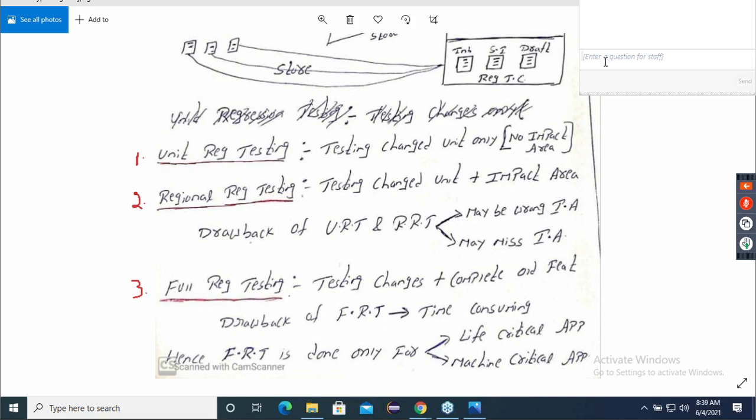Use common sense. You have unit, you have regional, you have full. Out of the 3, which one? Before I even ask the question, you are giving super fast answers. Control yourselves. First understand the question. You are not in an English class where you have to answer very quickly. First, listen to the question. When I say regression, really, which one is a regression? At least think first. Full regression testing is meaningless, first of all.